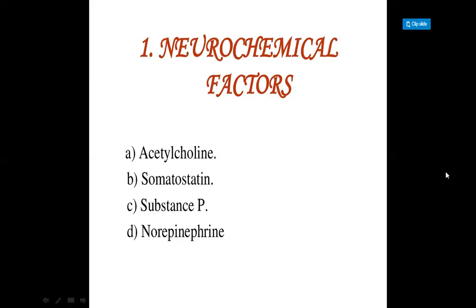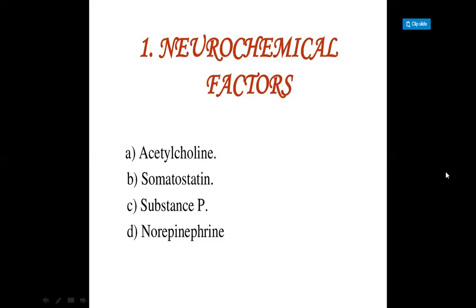The next is substance P. Substance P is a neuropeptide that acts as a mediator of pain transmission in the central nervous system, and during neurogenic inflammation in the periphery. When substance P is affected and any inflammation occurs in the brain, in that condition also the patient has the problem of Alzheimer's disease.